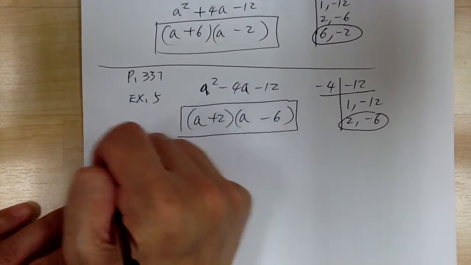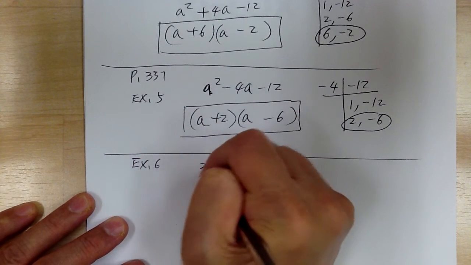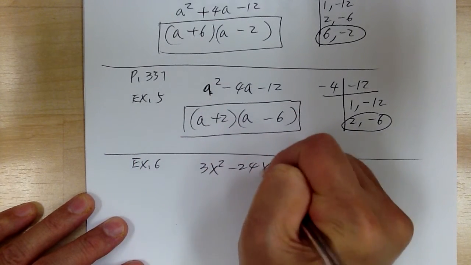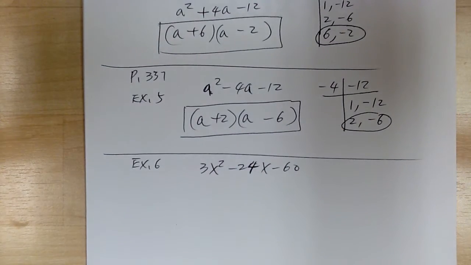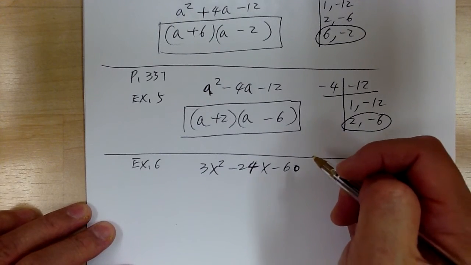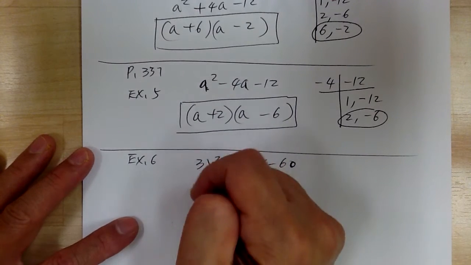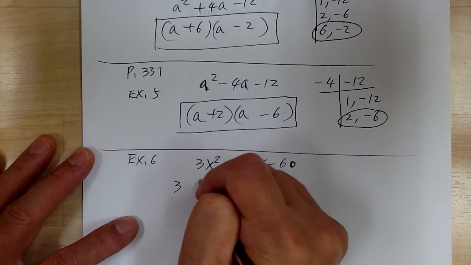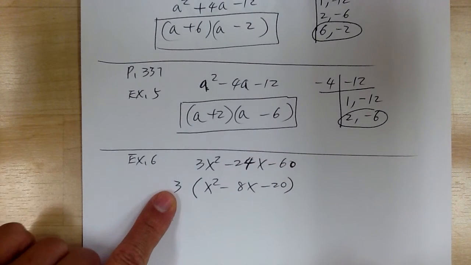Okay, let's go to example 6. You have 3x squared minus 24x minus 60. Okay. Now when you're doing the factoring, make sure you always do your step 1 first. So step 1, common factor. Okay, again, if you don't remember, remember step 1 is common factor, so do the step 1. So factor out a 3. So this is the step 1.